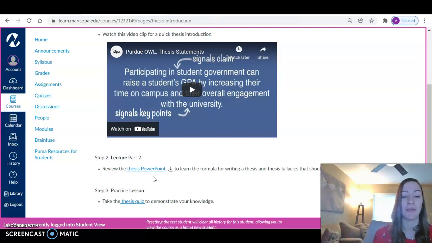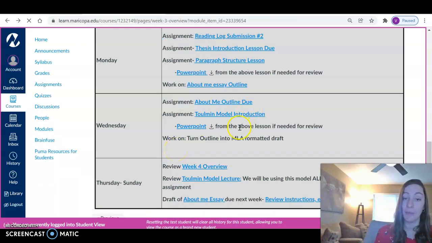So again, look at the models, and then you have your thesis lesson, your thesis quiz, where you're going to have to identify thesis fallacies, and you're going to have to write your own thesis statement. So make sure you have that PowerPoint open so you can complete that. So that's the thesis lesson. Toolman model I went over.